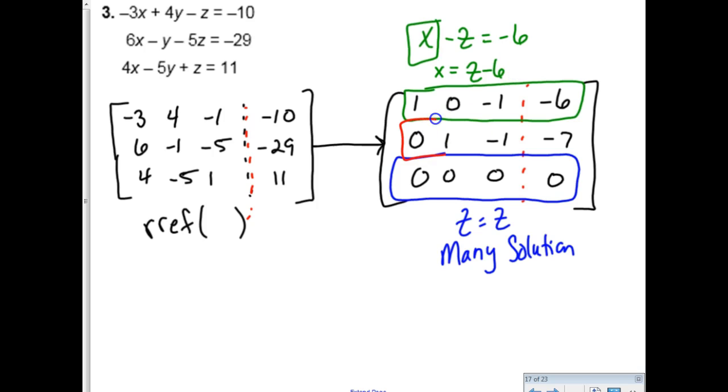And then you do that same thing for your middle line. You translate it, and then you solve it for y. All right, y minus z equals -7. So when you solve for y, you get z minus 7.